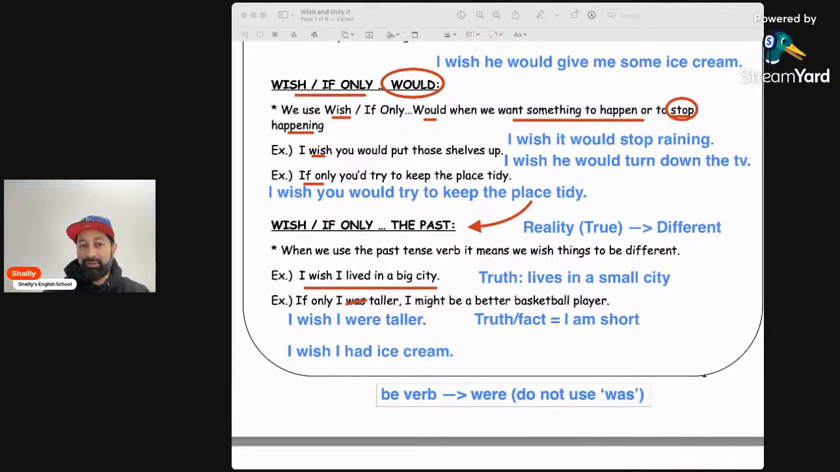So we've learned two ways so far. In the first way, we want something to happen. The second one is you want it just to be completely different. Okay, they're very similar, but there is sort of a nuance. There is a little bit of a difference here.